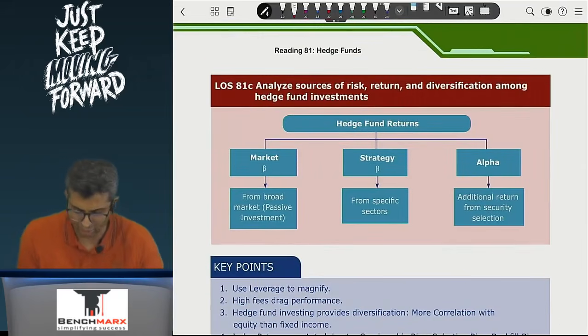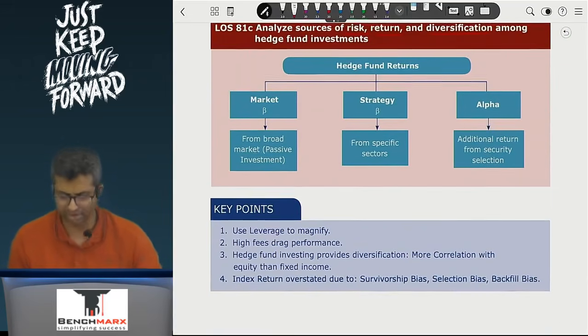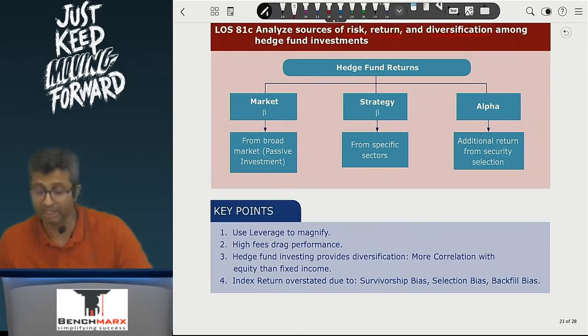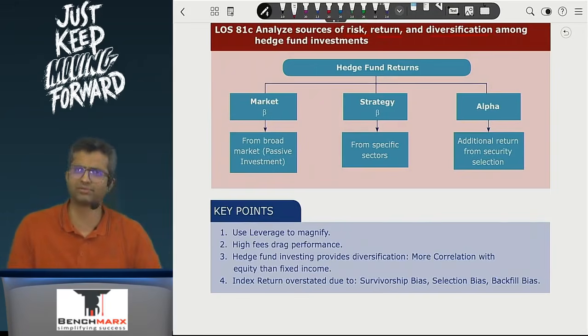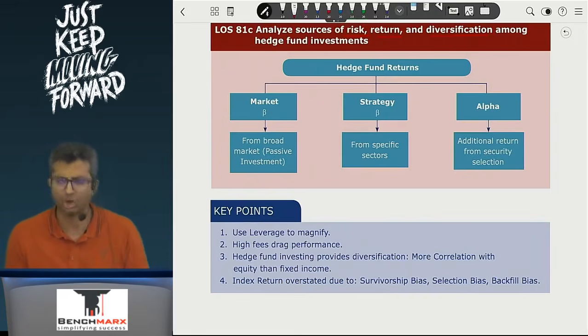Last, analyze the source of risk, return and diversification. Now the risk and return over here, if you go to see for hedge funds, it's relatively high. But among other categories, this is one category where the correlation is not as low. Like in infrastructure or real estate, the correlation is quite low. In hedge funds, because they are also going to invest in equity, the correlation cannot be said to be as low. In fact, it has a relatively decent correlation with traditional equity.